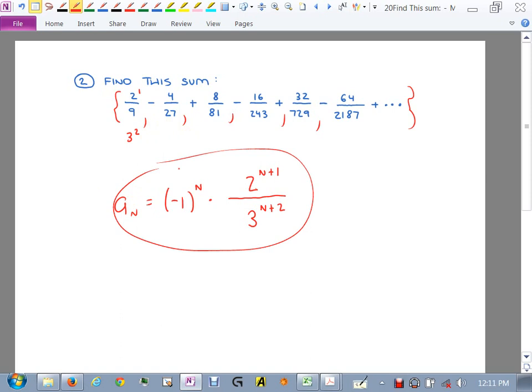No, this is Calc 2. Well, then we have to convert it to what's called a geometric series, and then we have to use a formula. But it's not that bad. But that's the value of this.